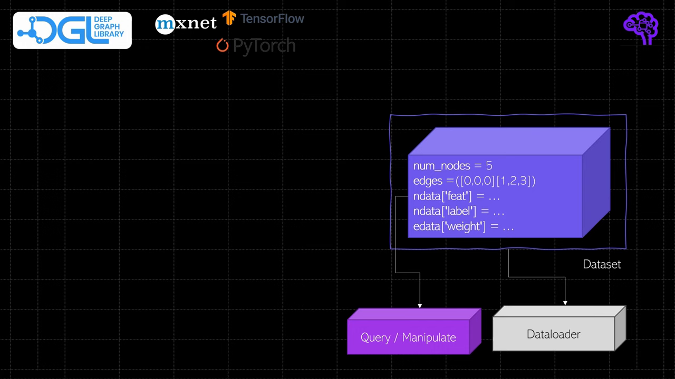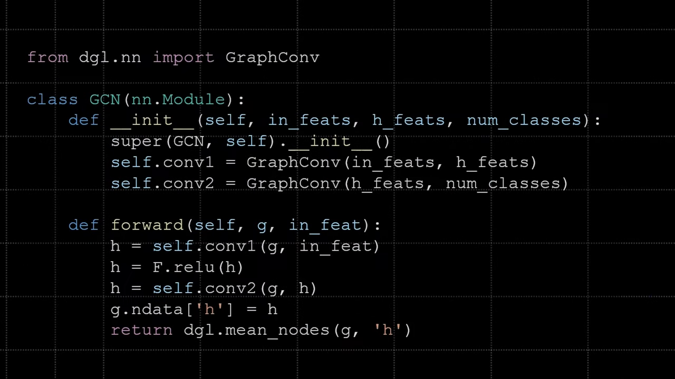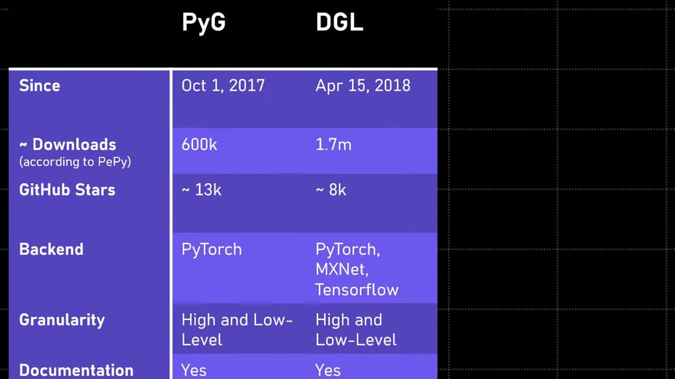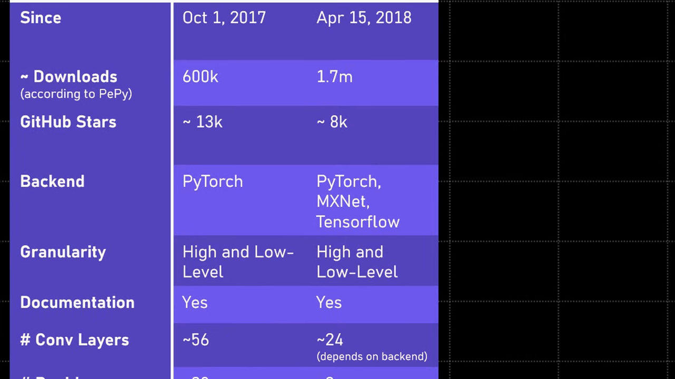Sample code for a GNN architecture in PyTorch could look like this. You import a GNN layer and simply build your GNN architecture with it. In the forward pass, you then get a single graph object for which you have access to all of the assigned attributes. Let's have a look at some stats. DGL was founded in early 2018, has already around 1.7 million downloads and 8,000 GitHub stars. As mentioned, it is backend agnostic and currently supports three backends. You can also write your own GNN layers, and therefore it's both high and low level.